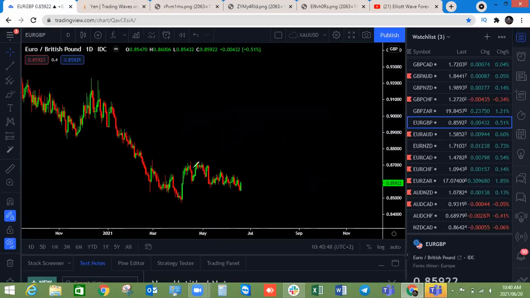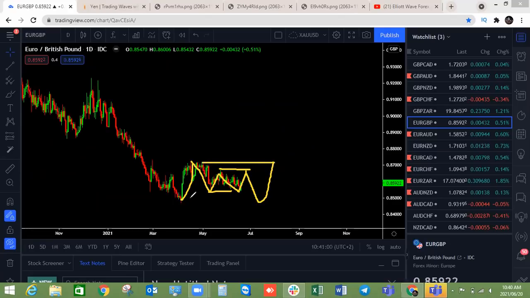So Euro Pound on the daily, we are looking for this structure to come and retest this level here, come back down here and make a move like this. That will be a 1, 2, 3 wave corrective structure here. So push to the upside in the next coming sessions. We're still going to expect one more down to retest this level and then upside.